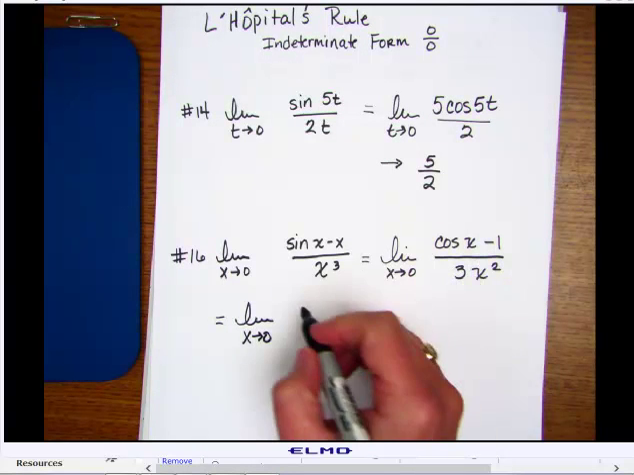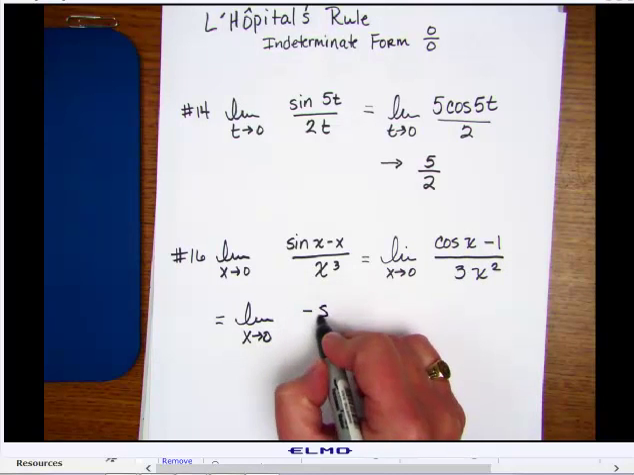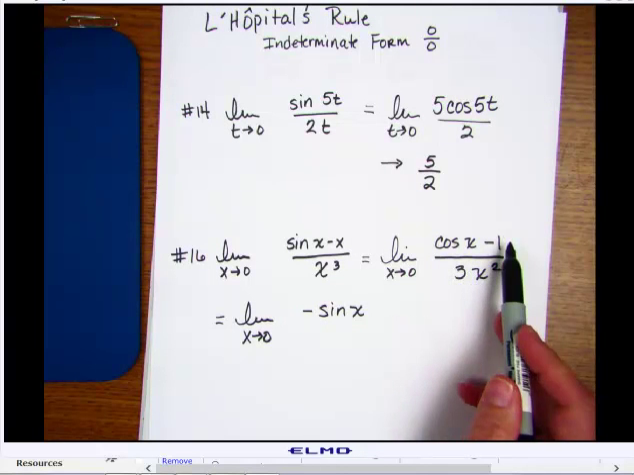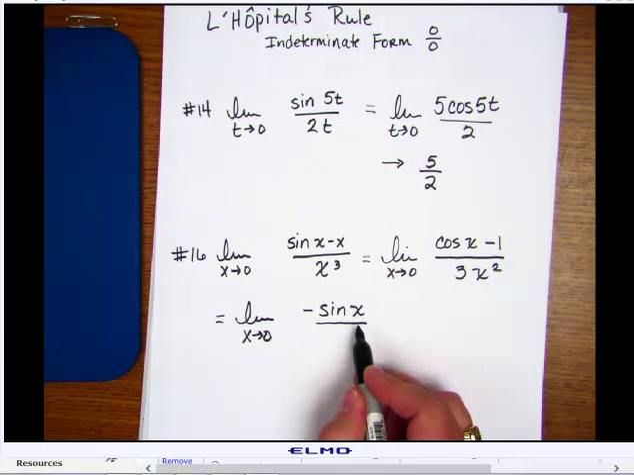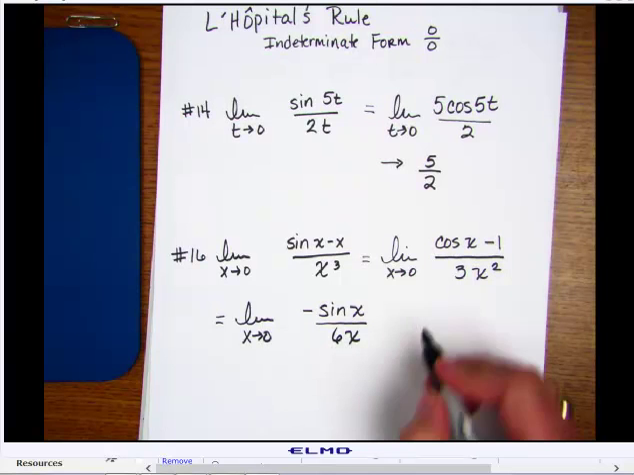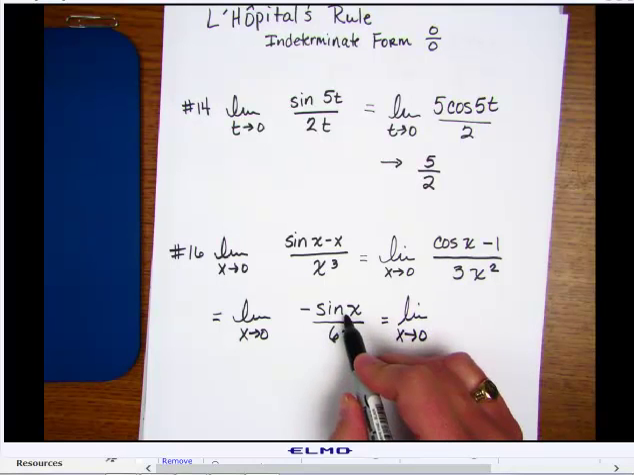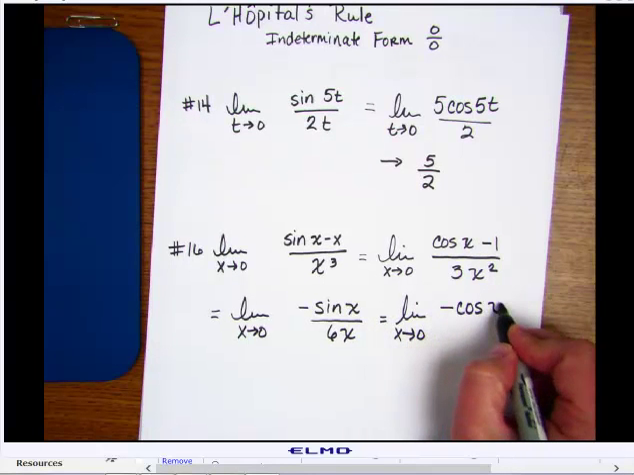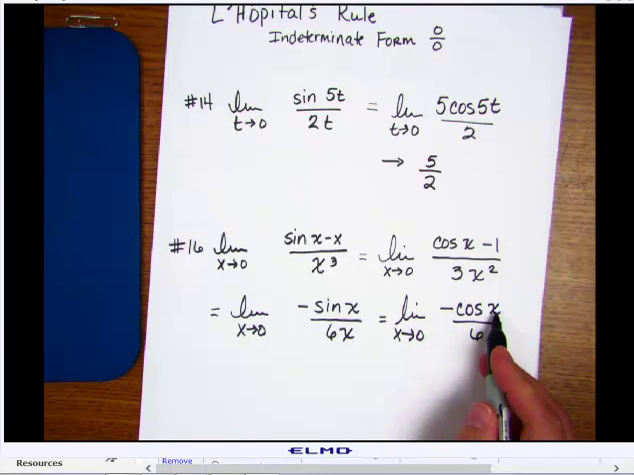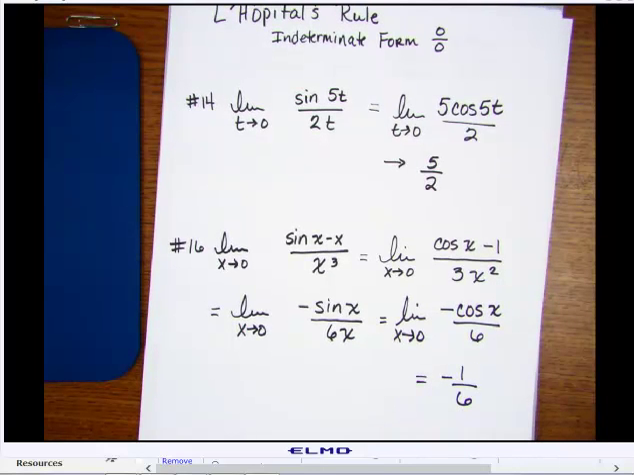Now I'm going to end up with minus sine of x. The derivative of cosine of x is minus sine of x. The derivative of negative 1 would be 0 over 6x. Again, I got 0 over 0, so hopefully the third time's the charm. Now the derivative of this would be minus cosine of x over 6, and now when I plug in the 0, the cosine of 0 is 1, so I get minus 1 over 6. So this would approach minus 1 over 6.